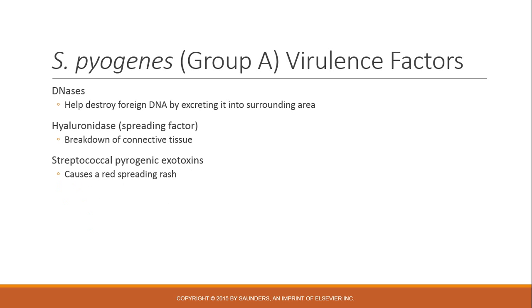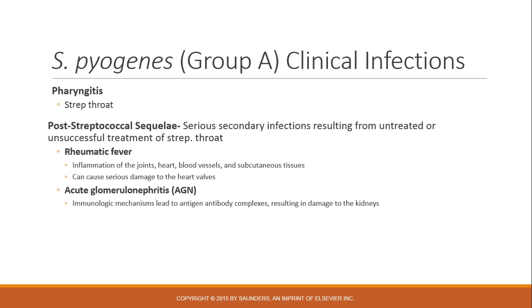Let's see, some other virulence factors: DNases, the hyaluronidase, which breaks down some connective tissue and helps it spread. Streptococcal pyrogenic exotoxins, which are toxins that produce that red rash that you might see, like in scarlet fever. Okay, so the number one infection that Strep pyogenes causes is your strep throat or your pharyngitis. Okay, so you see that word in a test question, you want to think of this organism.